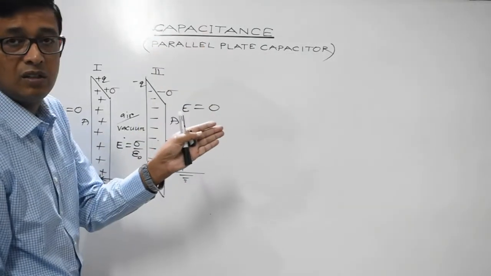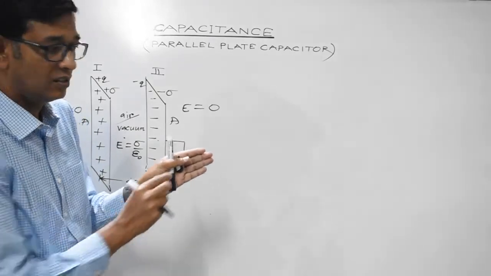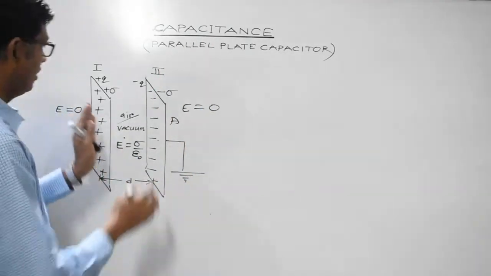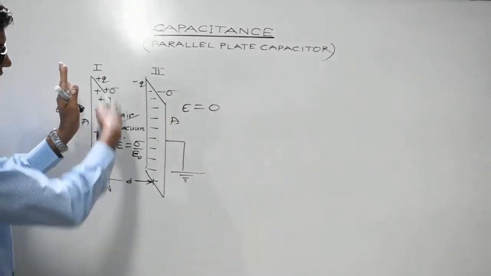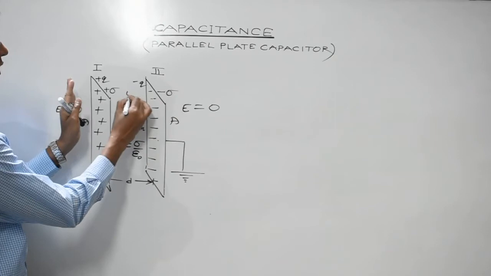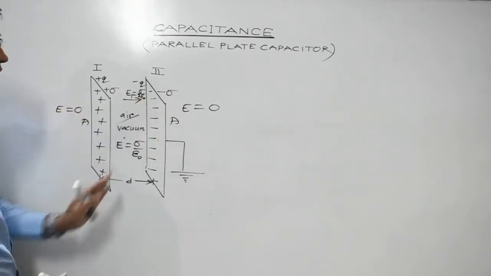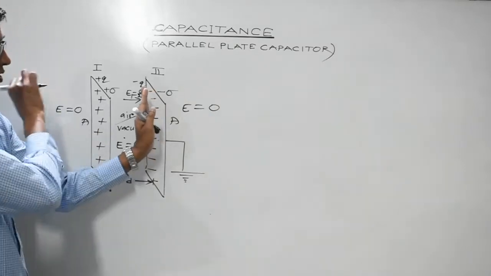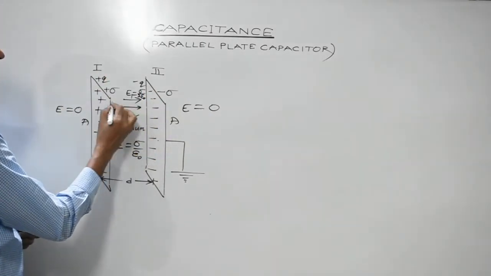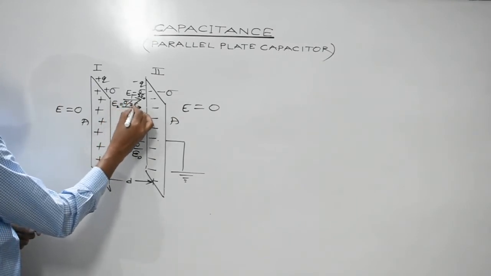Due to a plane sheet of negligible thickness, the electric field at a point is given by sigma by 2 epsilon. This is positive charge plate. So due to this, the electric field at this point would be along this direction, E1. It would be equal to sigma by 2 epsilon. Negative charge. Due to this negative charge, the electric field would be towards the negative charge. Again, magnitude would be same. It would be again sigma by 2 epsilon.